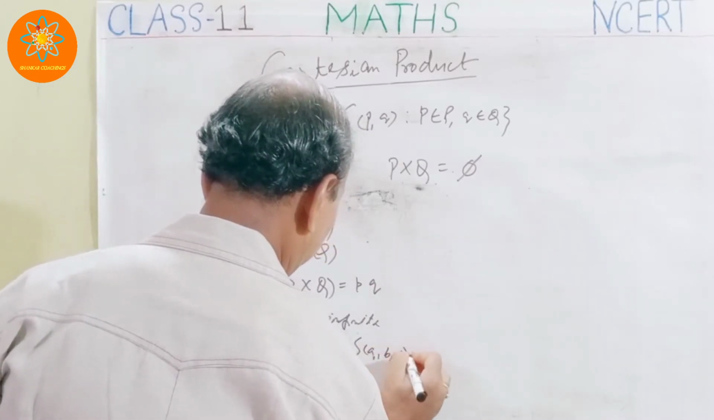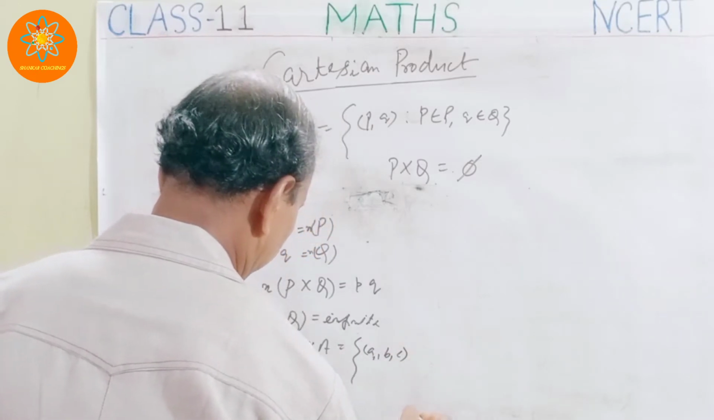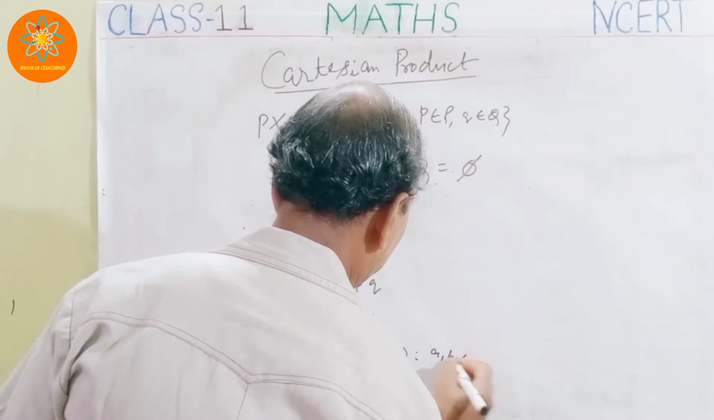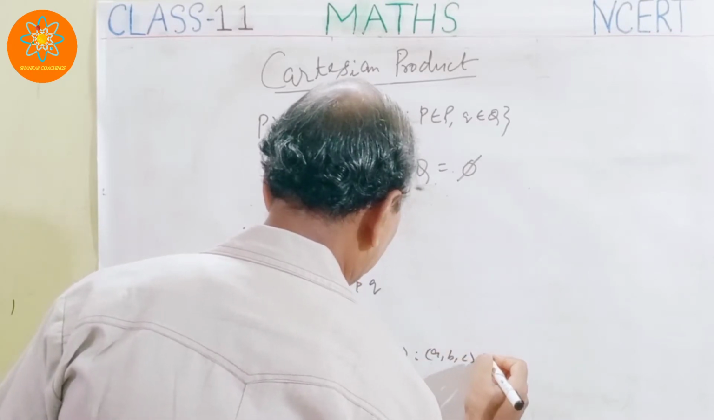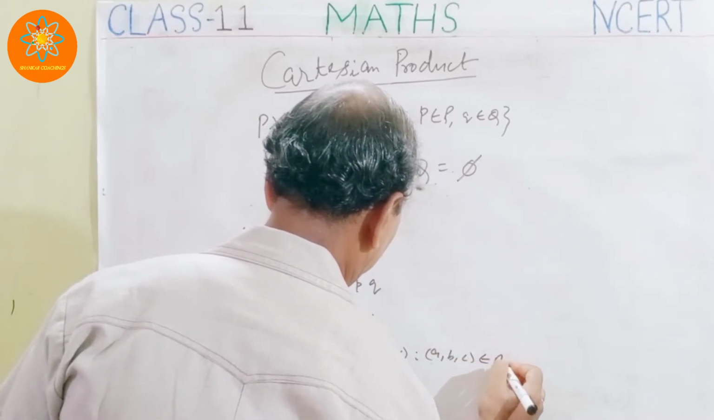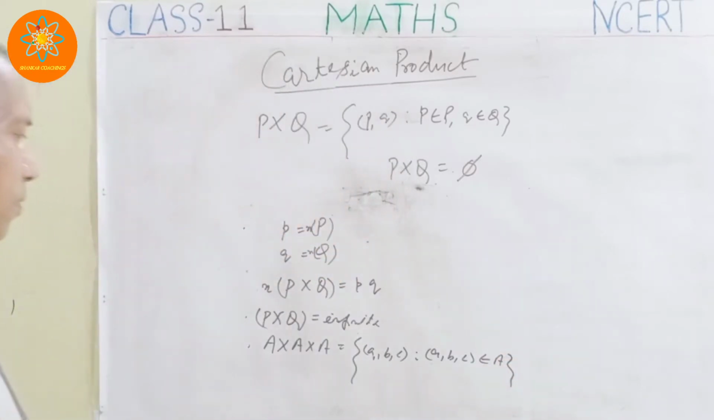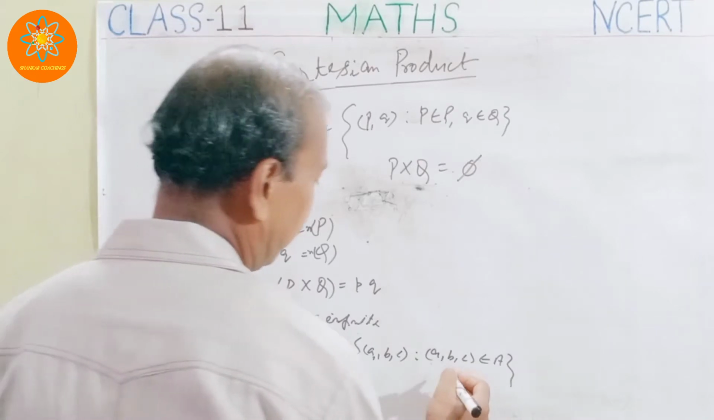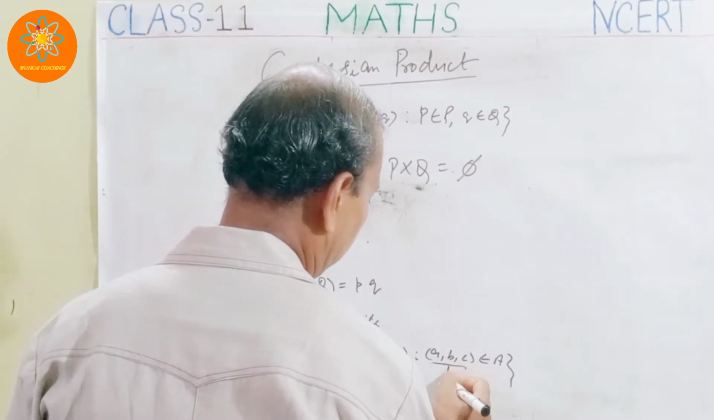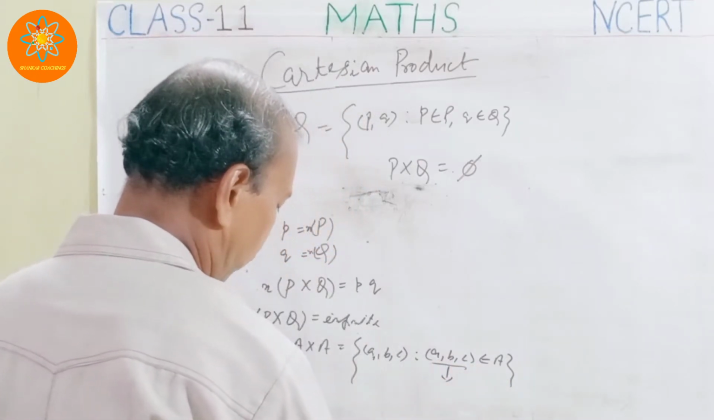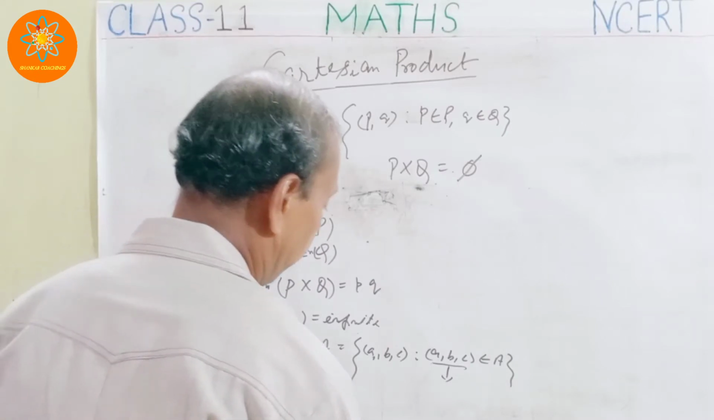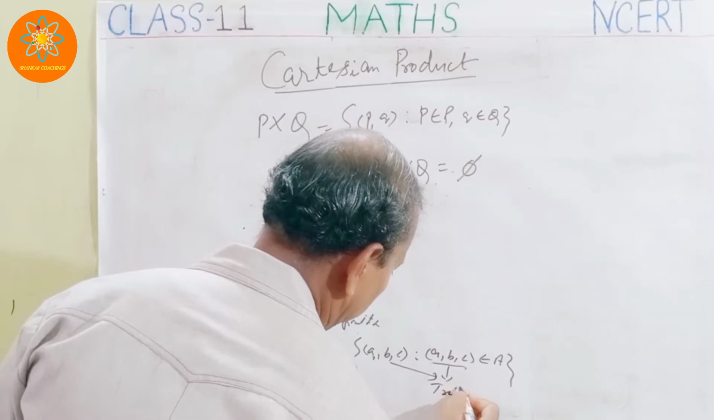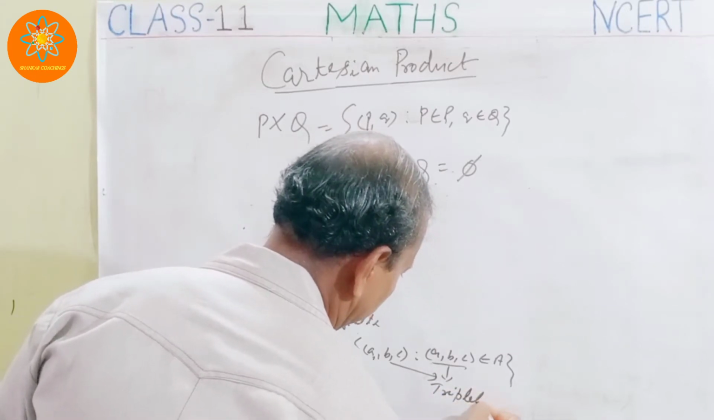ABC. The ABC is there, and what is there? ABC. This is the member of set A. If it is the member of set A, then this ABC is called what? This ABC is called a triplet. This is your triplet.